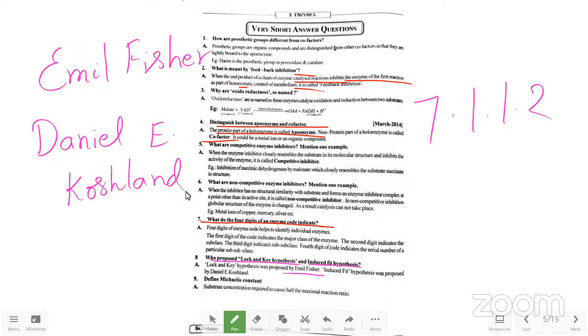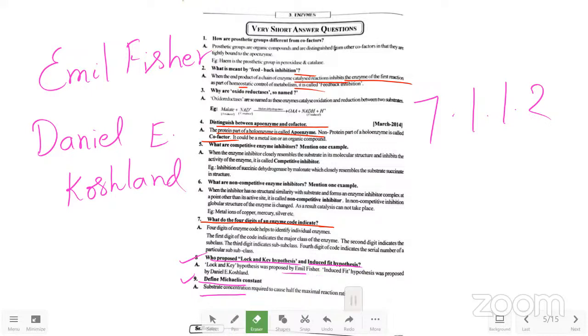Okay. Now, the last one. Define Michaelis constant. What is meant by Michaelis-Menten constant, otherwise Michaelis constant? The substrate concentration required to cause half the maximum reaction rate. Substrate concentration which makes the rate of reaction half of the maximum. That is called the Michaelis-Menten constant.